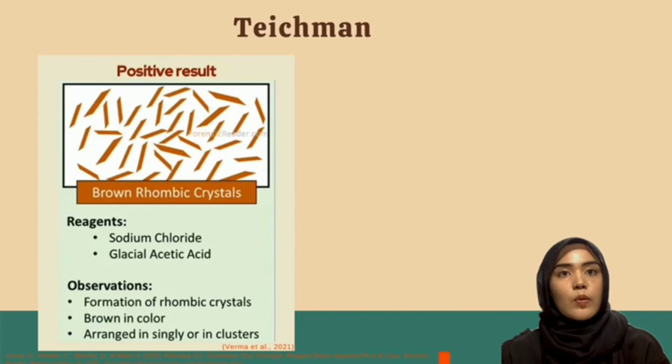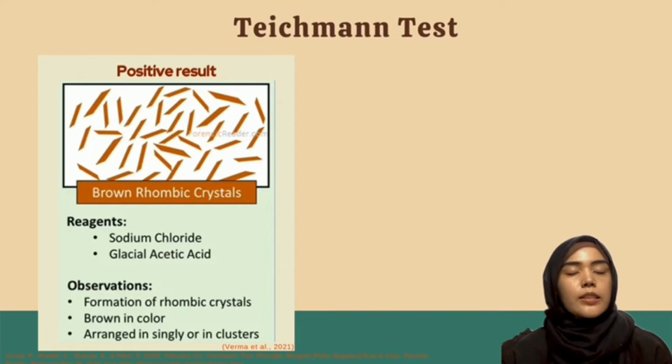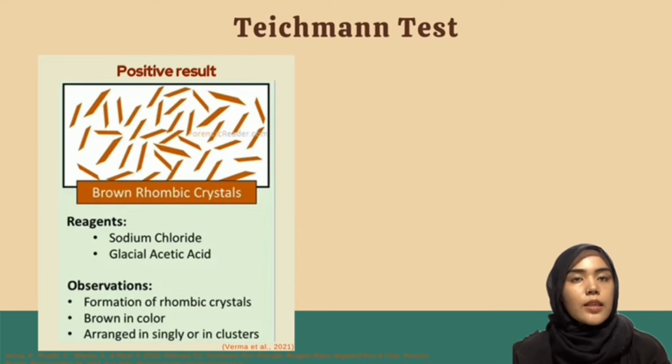For this slide, I will discuss the positive result of the test. For the Teichmann test, the positive result is the formation of rhombic crystals that are brown in color and arranged singly or in clusters. Next, the reagents used in the Teichmann test are sodium chloride and glacial acetic acid.